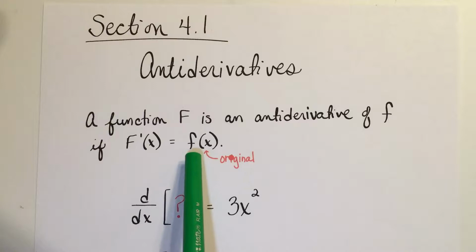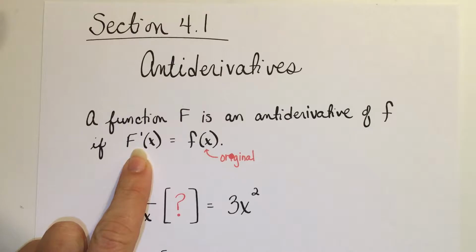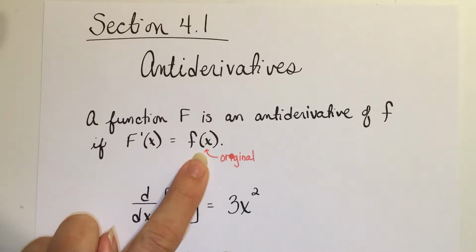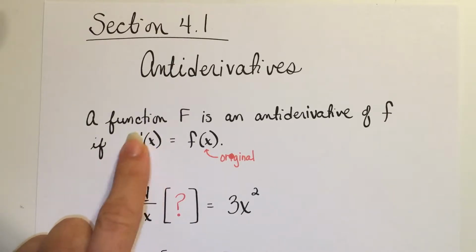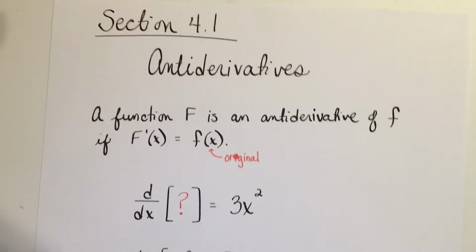So you're thinking of your lowercase f of x as being the original function, okay? So if you were to take the derivative of the antiderivative, then you would get your original function back. Like, if you start out with your antiderivative, take its derivative, then you would get the original function back, okay?